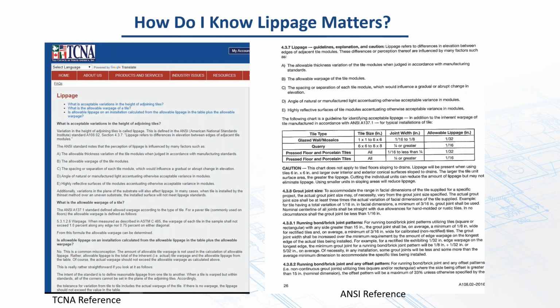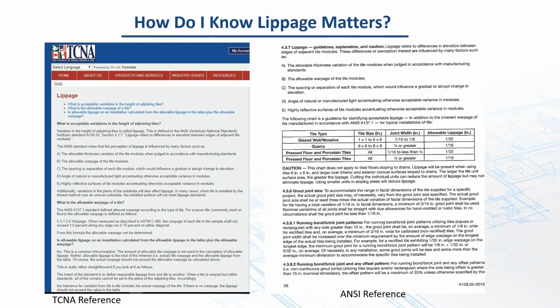And I want to point out something. This talks about how much lippage you can have in the chart in the middle. It also talks about sometimes when lippage might still be a little bit more acceptable. In other words, if you're doing a tile installation and you have to slope to drain, you'll notice here in the caution section in the middle of this page on ANSI, tiles larger than a 6x6 are typically going to show some lippage. In other words, you can't go out and down without showing a little bit of lippage.